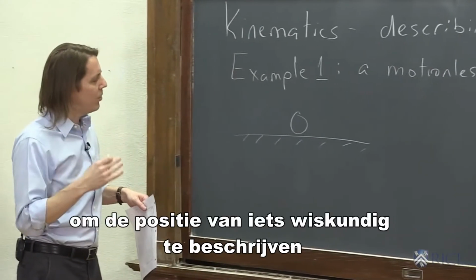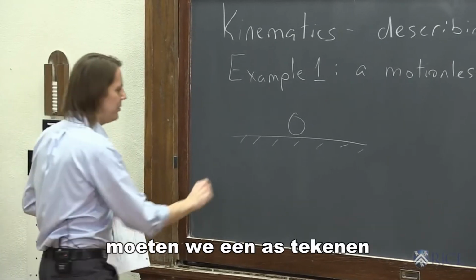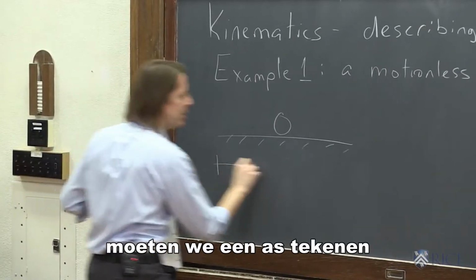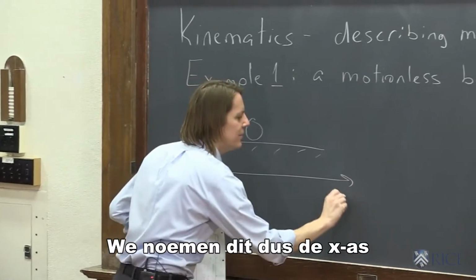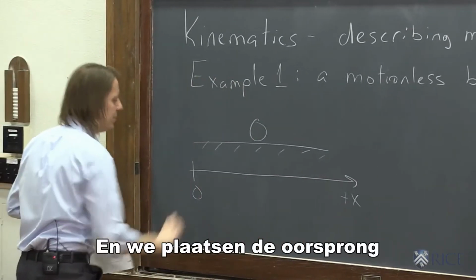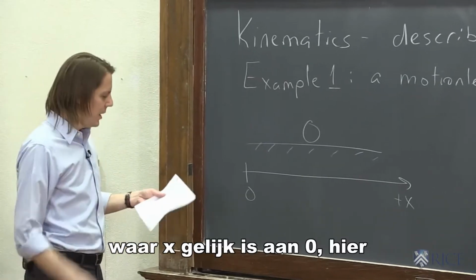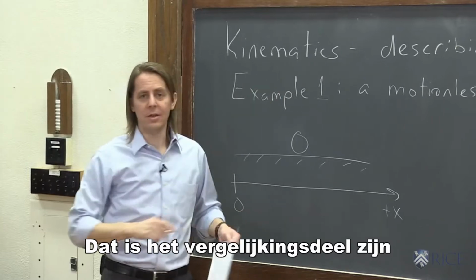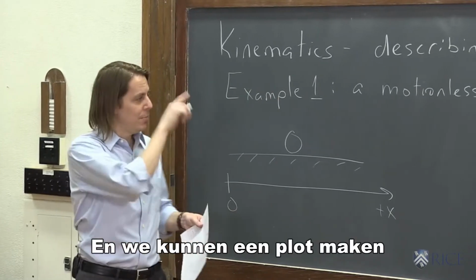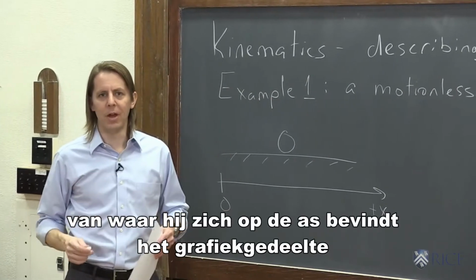So to describe the position of something mathematically, we have to draw an axis. Right? So we'll call this the x-axis. So this way is plus x, and we'll put the origin where x equals 0 right there. And we can think about where Hal is on the axis. That would be the equation part. And we can make a plot of where he is on the axis. That would be the graph part.